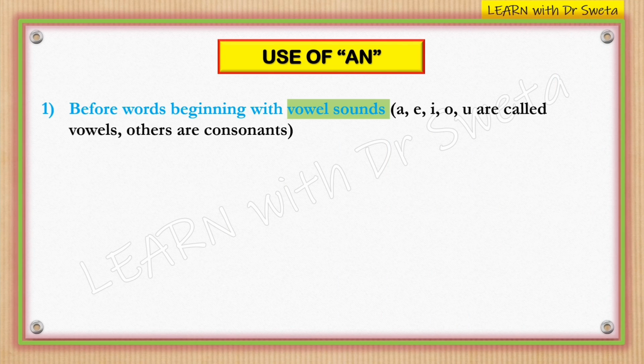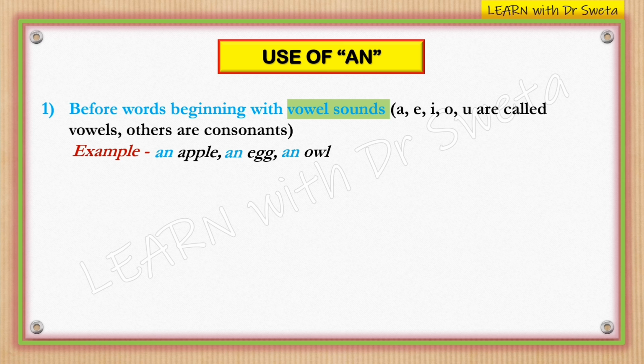An is used before words beginning with vowel sounds. A, E, I, O, U are called vowels and rest others are consonants. It's important to note that it's the sound of the word that should be vowel and not just the letter it starts with. For example, an apple, the sound of A is a vowel. An egg, the sound of E is a vowel. An owl, the sound of O is a vowel.